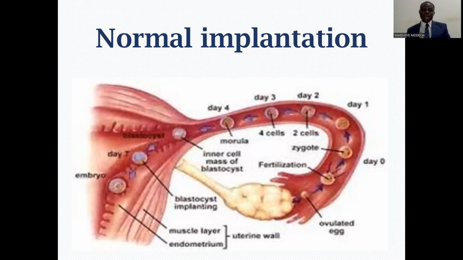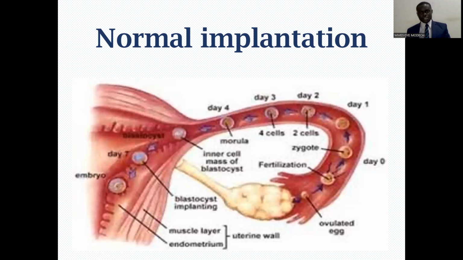until we reach the 7th day, where we have the fibroblasts implanting in the uterine cavity. The embryo will now form in the uterine cavity, in the endometrium, and the growth continues. And this is the normal implantation.